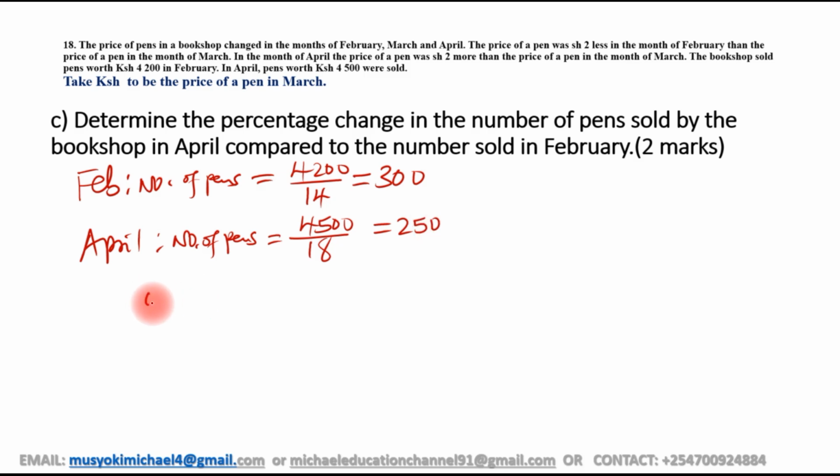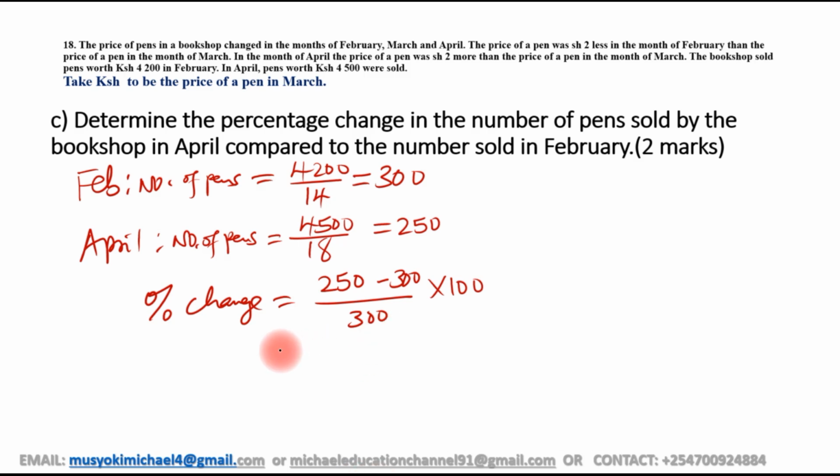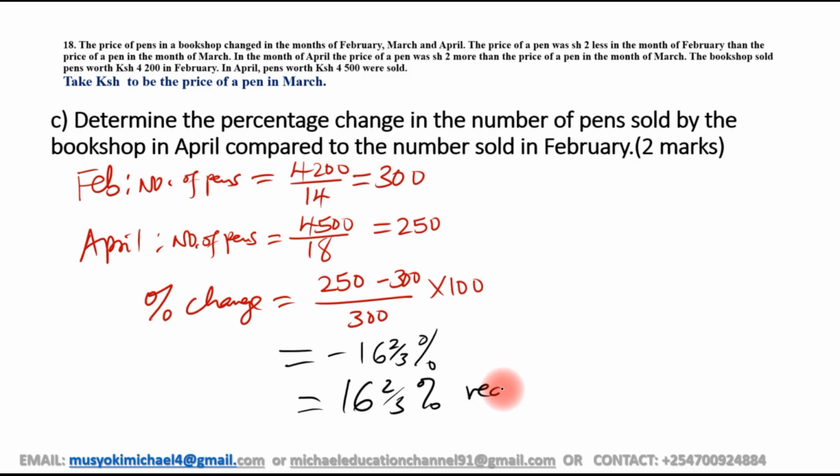So to get the percentage change, it will be 250 minus 300 divided by 300 times 100. So we get minus 16 2/3 percent. So that negative sign shows it is a loss or a reduction. So that is 16 2/3 percent. That's a reduction.